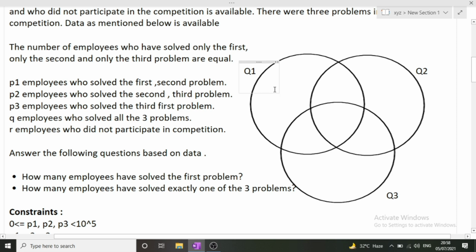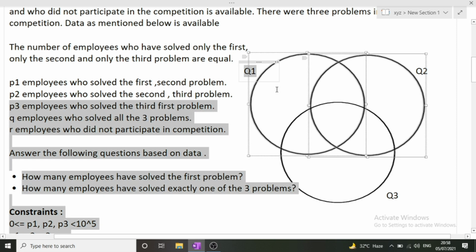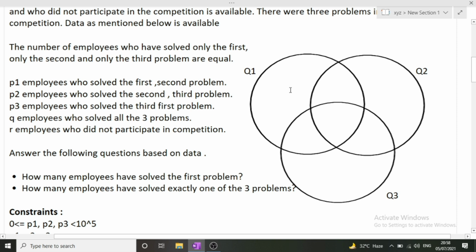So let us give the number as x. That means x is the number of employees who have solved only question 1, only question 2, and only question 3. So x who have solved only question 1, x who have solved only question 2, and x who have solved only question 3. So this x represents the employees who have only solved question 1 or question 2 or question 3. Okay, so the first point is clear to you.